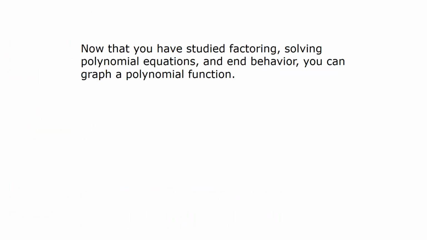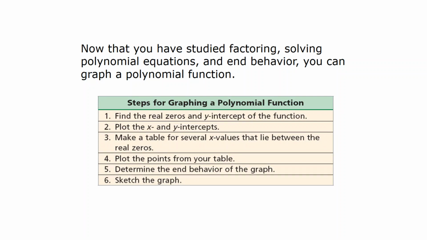Now that you've studied factoring, solving polynomial equations, and end behavior, you can graph a polynomial function. Here are the steps that you're going to take, and they look like a lot, but I don't think you'll find it too challenging. The first thing we want to do is find our real zeros and y-intercept of the function. Fortunately, we don't have to worry about the imaginary numbers or numbers that have square roots on them.